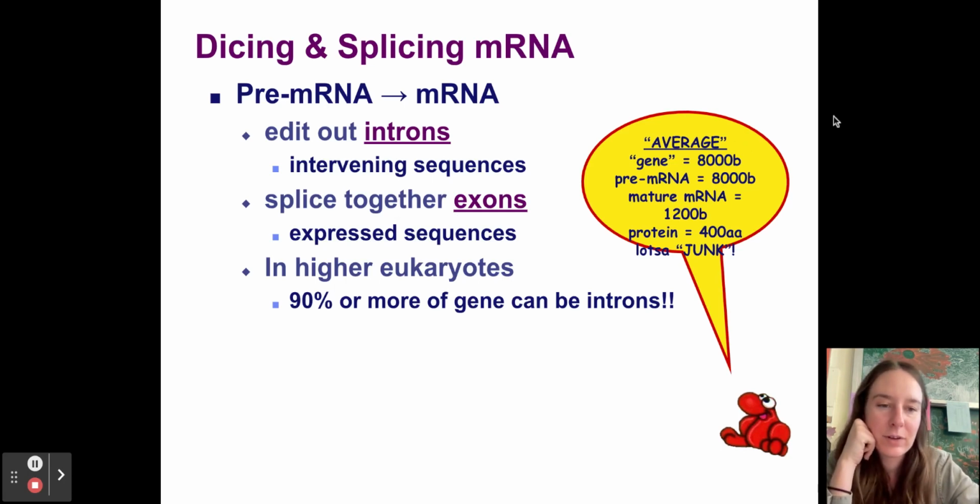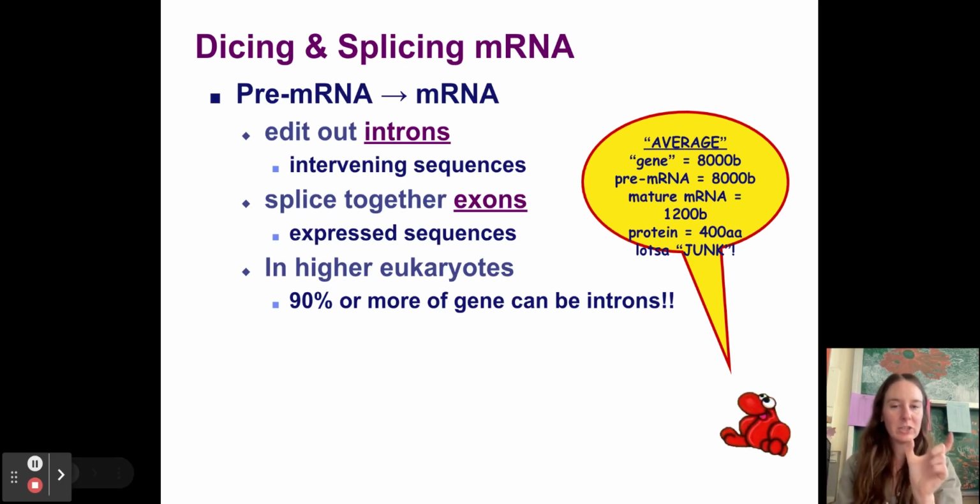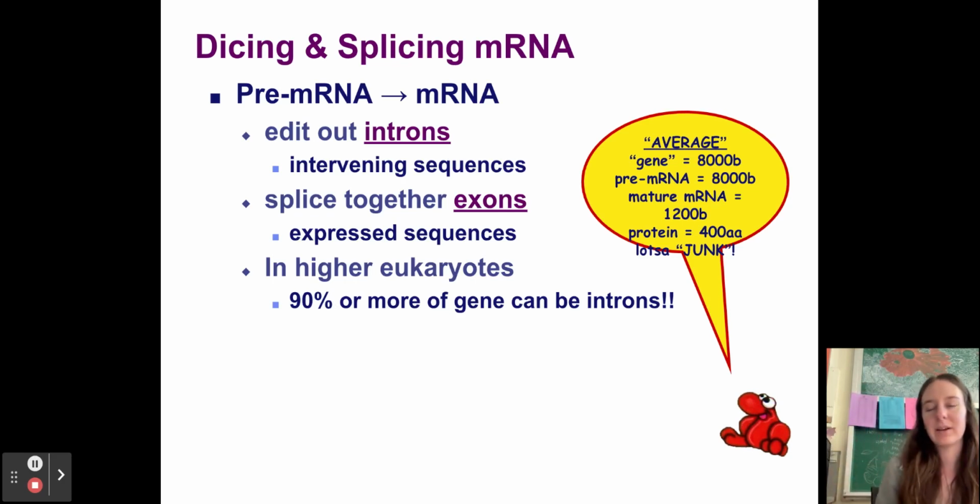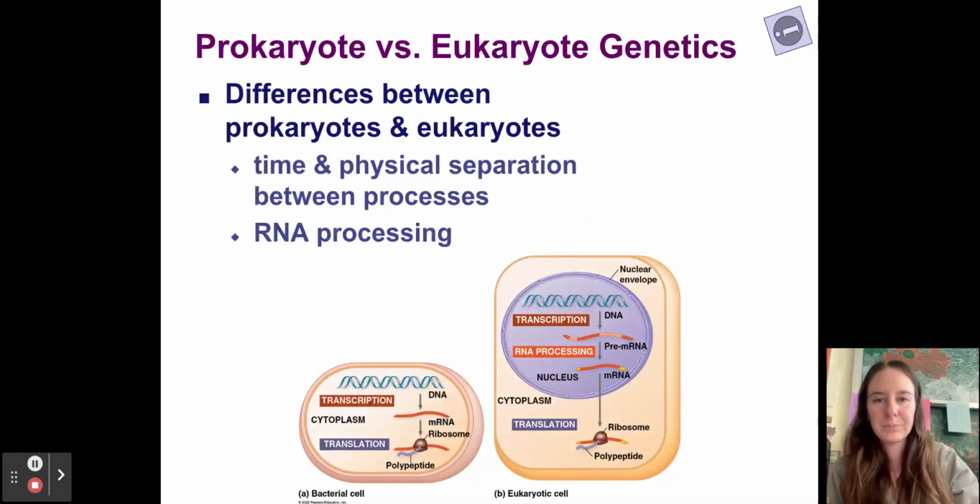Now, just some fun facts. A gene is on average 8,000 bases. The pre-RNA will be an exact copy, 8,000 bases, but the mature mRNA is going to be 1,200 bases. And then that eventually will turn into a protein, which will be 400 amino acids. So there's a lot of what we used to think was junk. Now we're thinking that introns might be important, but just know that they're not actually being used to build a protein. And 90% or more of a gene can be introns. So if you have a section of DNA that's a gene, most of it's going to get edited out anyway. So we need to figure out what that's used for.